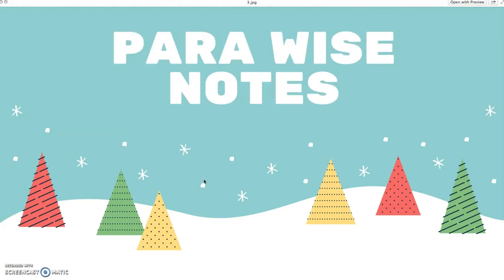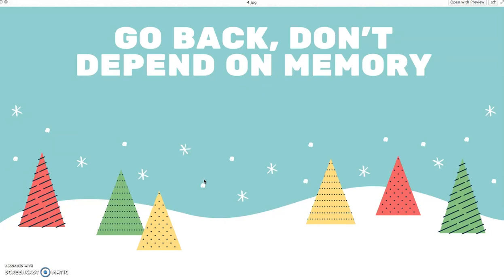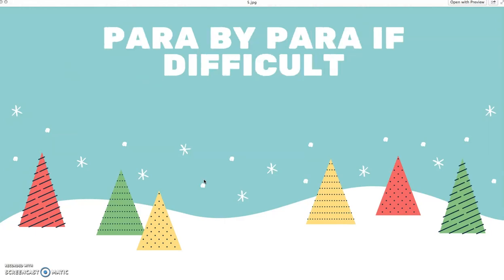Paragraph-wise notes. Whenever you take notes, divide them into different paragraphs, depending on the paragraphs the passage is present in. Right. So go back. Do not rely on your memory, because you will mix things up. Go back to the passage, look at your notes, go back to the exact paragraph of the passage that talks about those details, and then answer the question appropriately, paragraph by paragraph if difficult. So whenever the questions are difficult, go paragraph by paragraph. Like the first question would refer to the first paragraph, the second question would refer to the second paragraph, and so on.